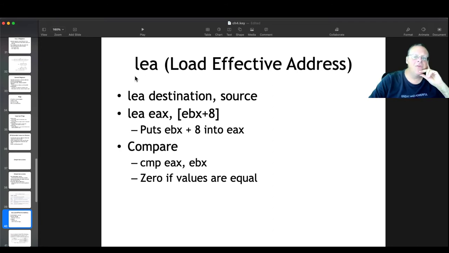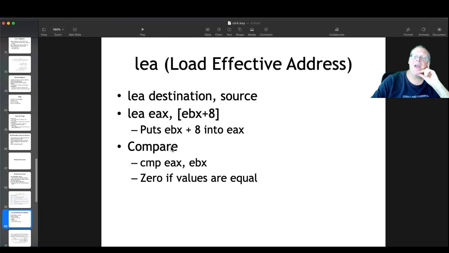Load effective address is one of the screwier ones. If this was a move, it would take the location EBX plus 8 and put the contents of that memory in EAX. But because it's load effective address, it just puts EBX plus 8 into EAX. I don't know why you can't do this with move. It would have seemed to me to make a lot more sense for it to be done with the move, but for some reason they implemented it as load effective address.